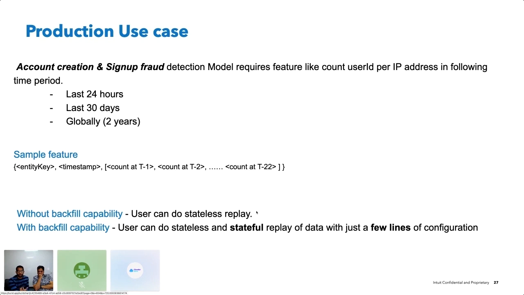If the model detects in a real-time event, like when the next event comes, that we are having too many logins or signups from this particular pod, then it will reject that. It identifies it as fraud. That's how this feature will be useful for the model.